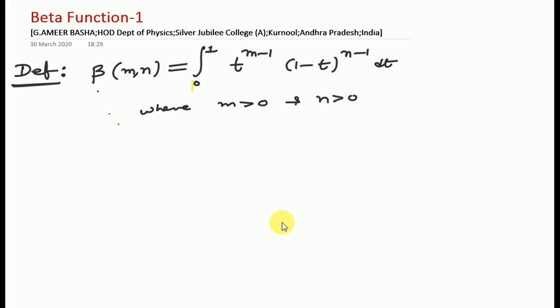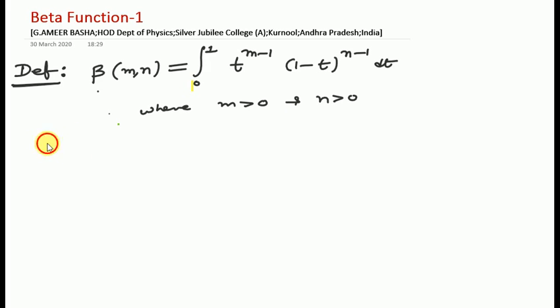So in general, m and n can be complex numbers with a positive real part. But anyway, we will not consider the complex numbers here. We will consider only the real values. So here m and n will be simply the positive numbers which are greater than 0. So this is the fundamental definition of beta function. You should remember this. So we will see the other forms of it.